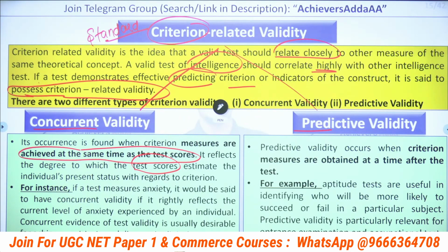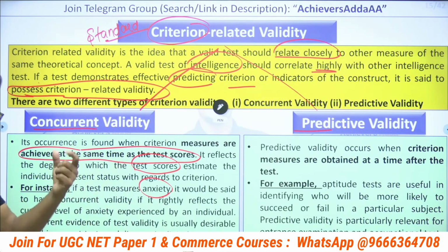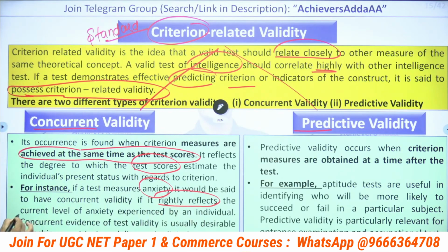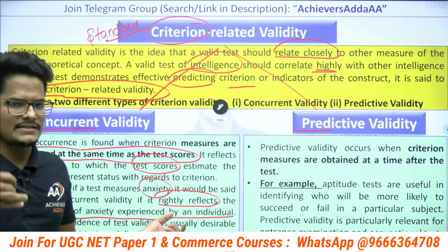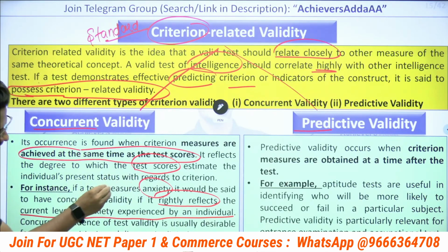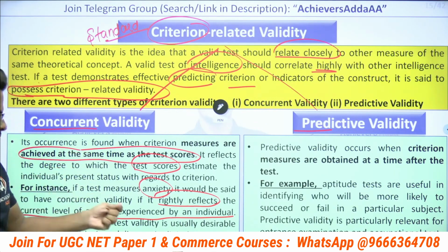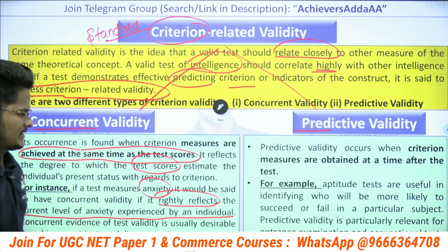If a test measures anxiety, it would be said to have concurrent validity if it rightly reflects the current level of anxiety experienced by the individual. Anxiety is what I wanted to measure. If I am testing the anxiety level of a person, it has concurrent validity if it rightly reflects the current level of anxiety experienced by the individual. This concurrent evidence of test validity is usually desirable for achievement tests and diagnostic clinical tests also.